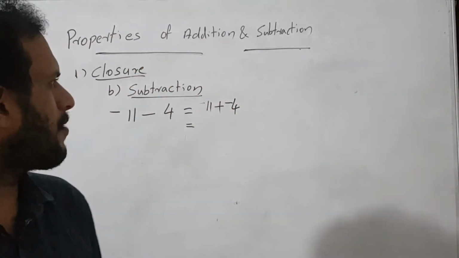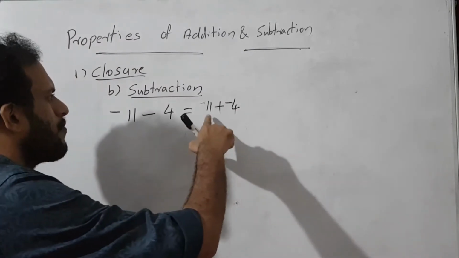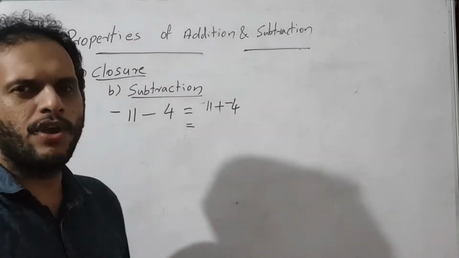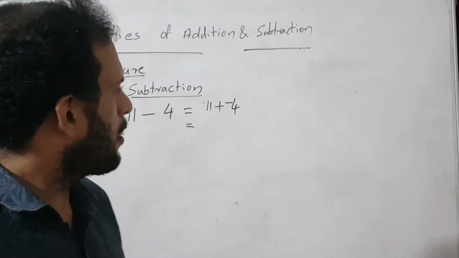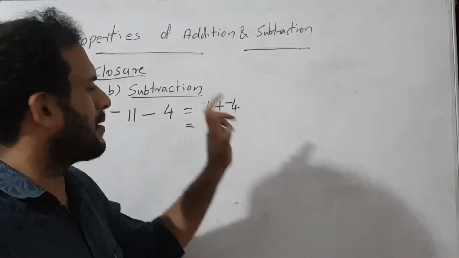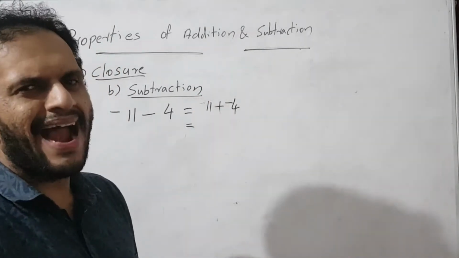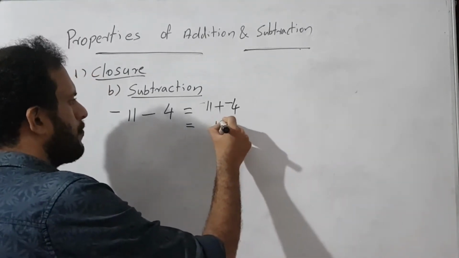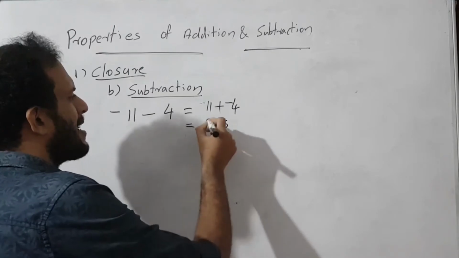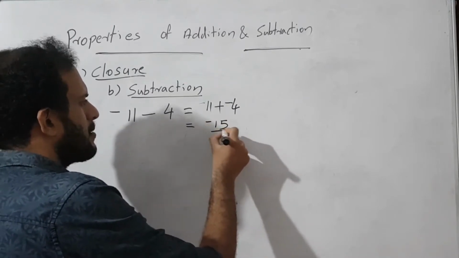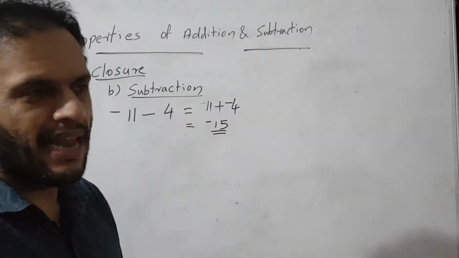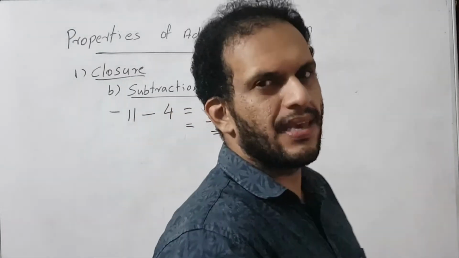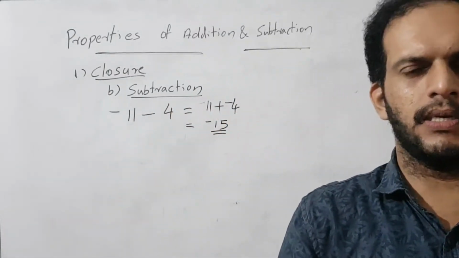What is minus 11 plus minus 4? In the case of addition, we check the sign first, correct? Both have the same sign, so we add the numbers. 11 plus 4 is equal to 15. And we keep the same sign, minus. So minus 11 plus minus 4 is equal to minus 15.